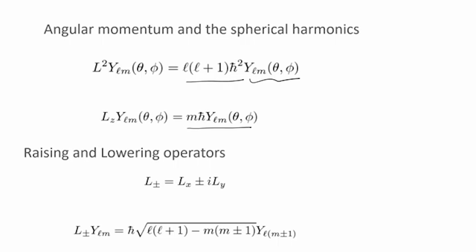You can also use the raising and the lowering operators, which are Lx plus iLy or Lx minus iLy, which are L plus and L minus respectively. Of course, because Lx does not commute with Lz, these are not the eigenfunctions. So they actually raise the magnetic quantum number by 1 unit, or lower it by 1 unit, depending on whether you are talking about the raising operator or the lowering operator for the angular momentum.